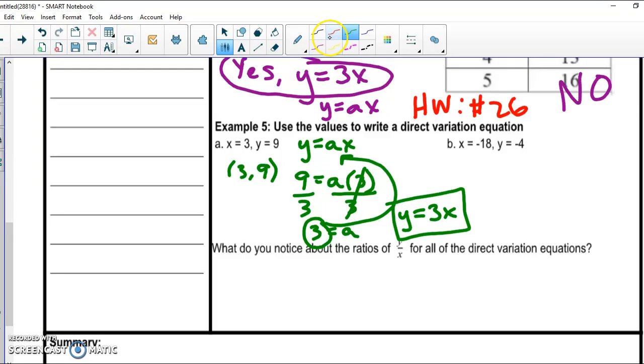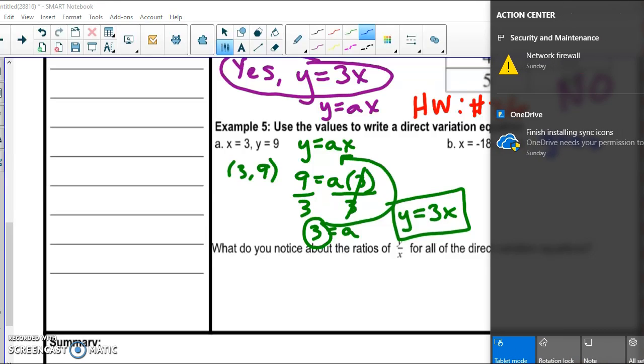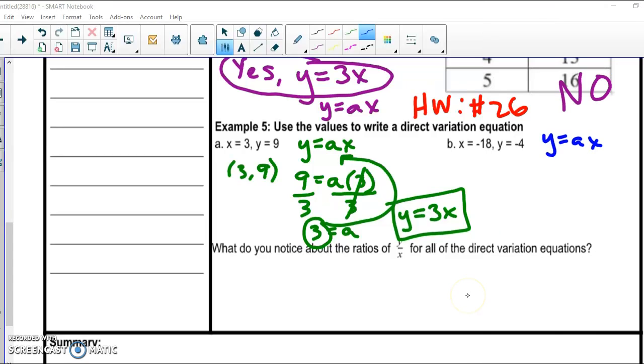So let's take a look at letter B. On letter B, again, I'm going to start with my form, y equals ax, and I'm going to substitute what I know. I'm going to put -4 in for y, and I'm going to substitute -18 for x. So now I solve for A by dividing both sides by -18.